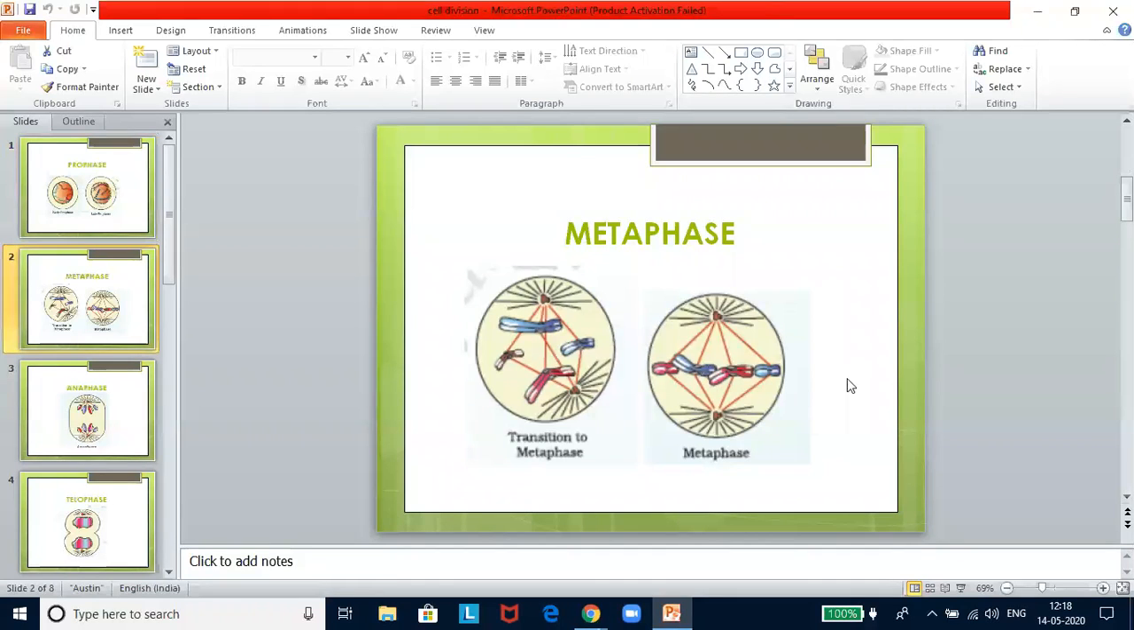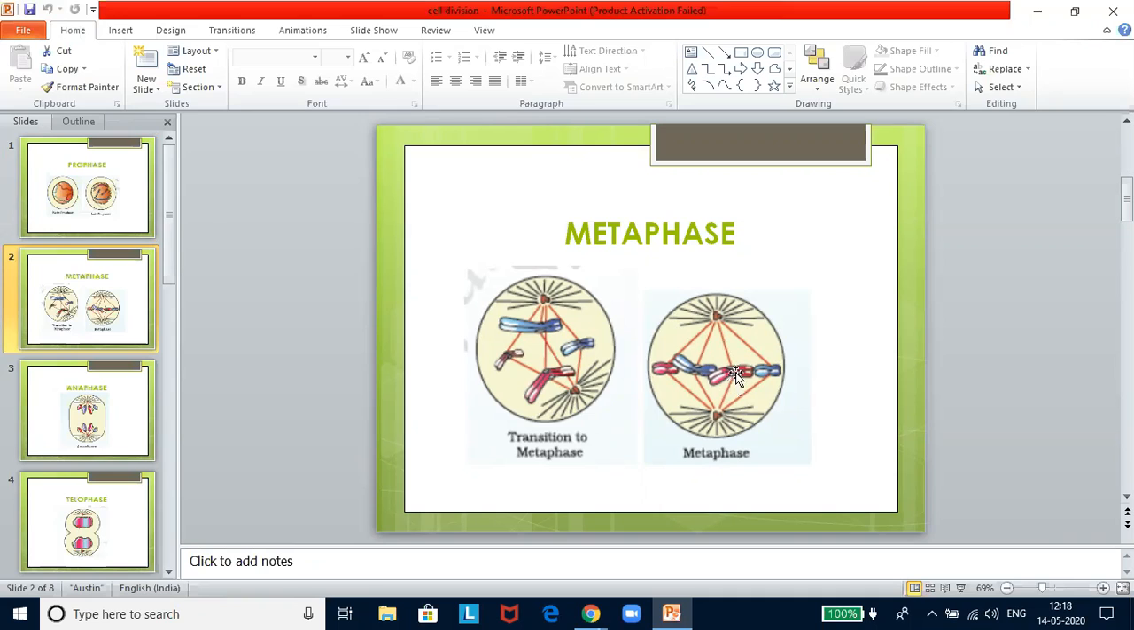Now, two chromatids face towards one pole and the other chromatids towards the opposite pole. These are the spindle fibers. They arise from the opposite poles and they are attached to the centromere. The fibers are made up of proteins, and these proteins are rich in sulfur containing amino acids. That is very important.